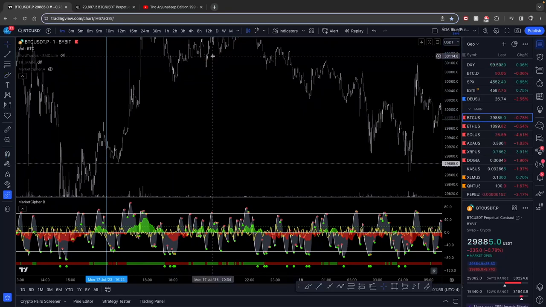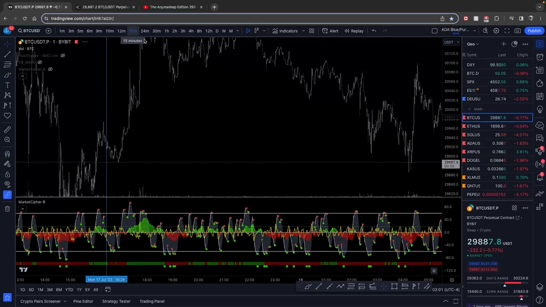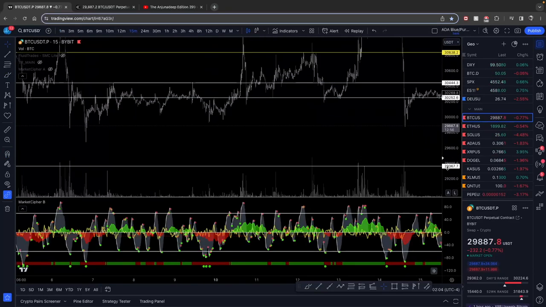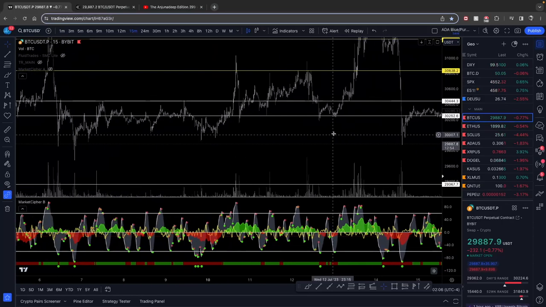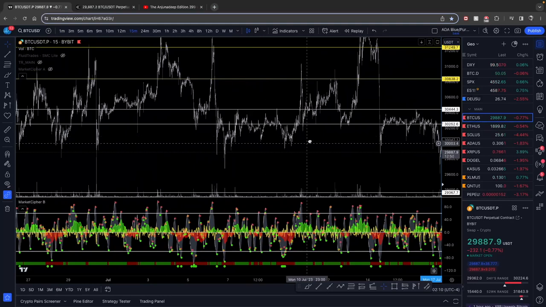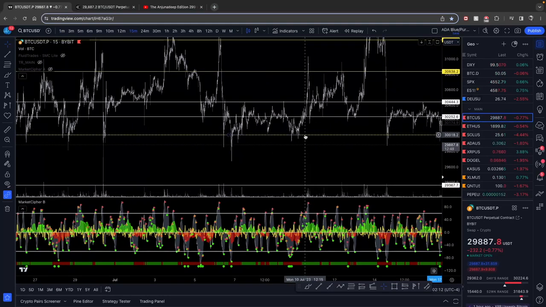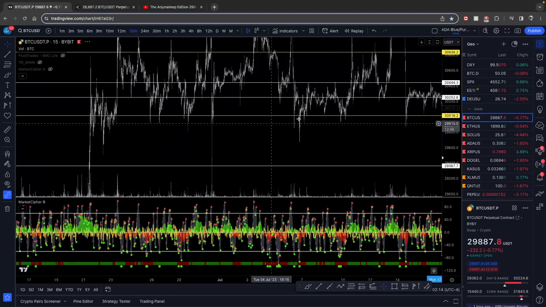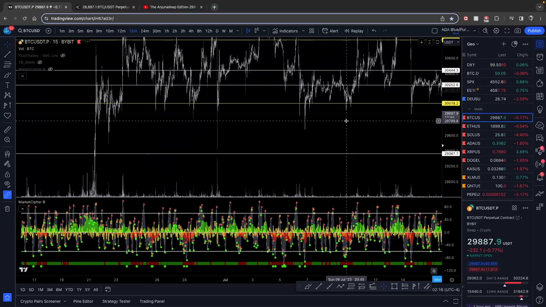So let's hop back on our 15. Let's come on the 15 now. So you guys can understand the levels that we're looking for, clear levels just by eye. I can see here there's a level. Many times price bounced off that level.